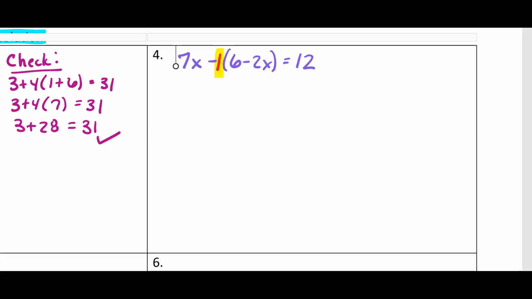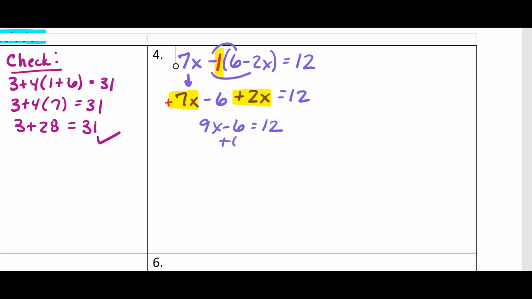So what we're going to do is we're going to bring down the 7x, and we're going to multiply negative 1 times 6, which is negative 6. And then negative 1 times negative 2x, which is a positive 2x. Probably the most careless mistake I see is not remembering to do a negative times a negative. So now, again, finding our like terms, so 7x, and that is a positive 7x. And this positive 2x, when we combine those together, we get 9x minus 6 equals 12.